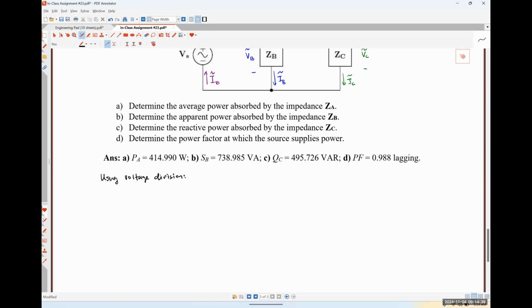Using voltage division, we could say that VB is the same thing as VC because they're in parallel, and that's just going to be VS times ZB in parallel with ZC over ZA plus ZB in parallel with ZC.